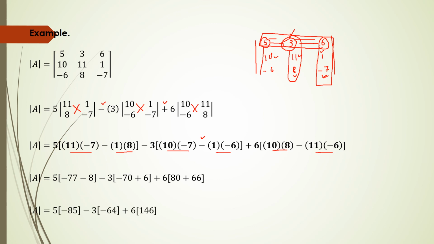Okay, now after calculation and simplification, the determinant of this 3 by 3 matrix is 643. Now this 643 is not equal to 0. Okay, so we call this a non-singular matrix. Okay dear student, so thank you very much.